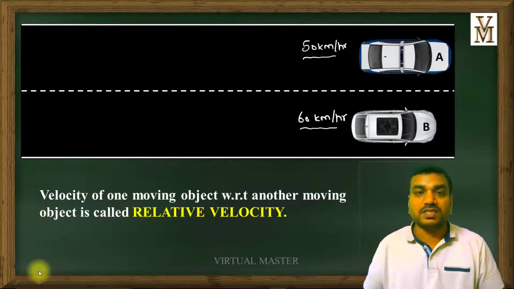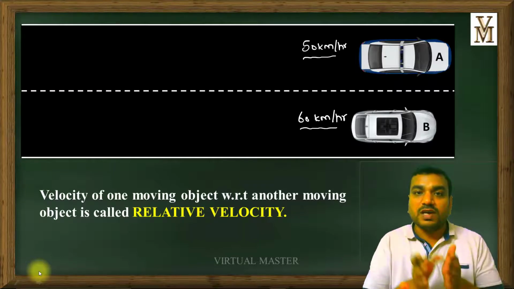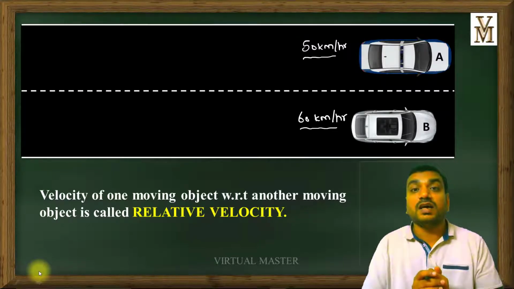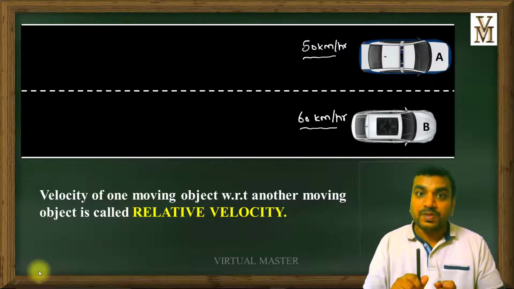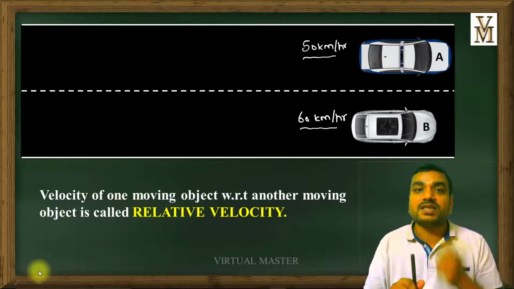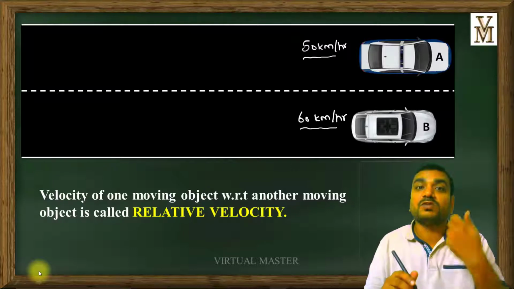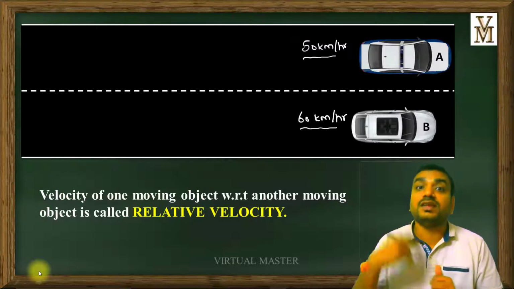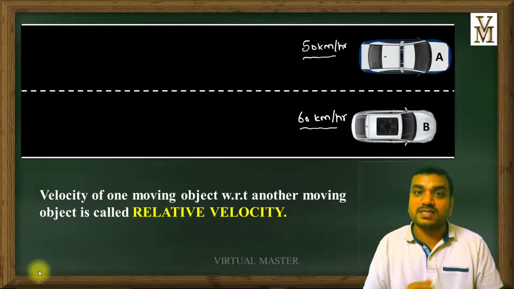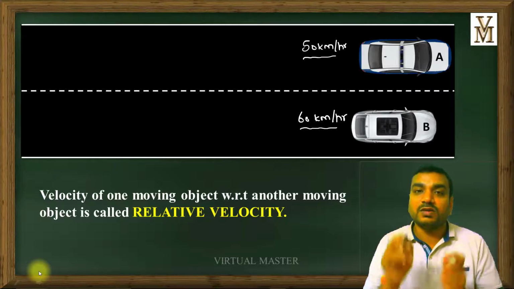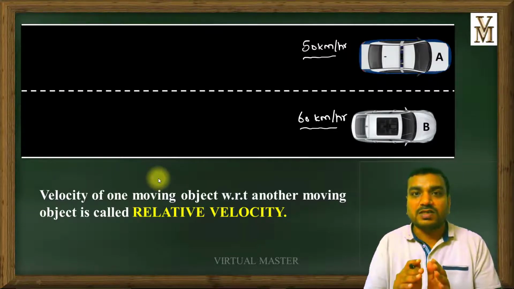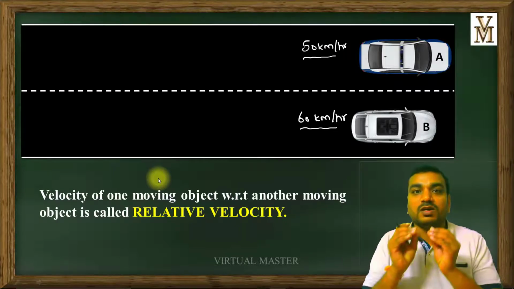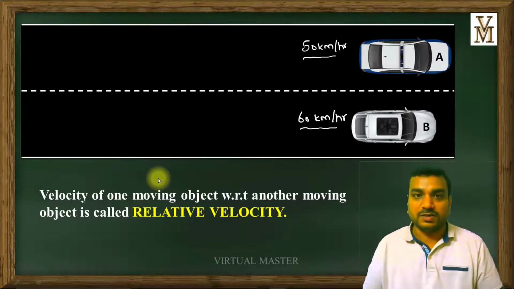I will repeat the definition once again. Suppose if we are having two moving objects and if we measure the velocity of one object by taking another object as the reference point or with respect to the another object, then that type of a velocity is called as relative velocity of the moving object. Okay, I hope everyone have understood the definition of relative velocity of an object.